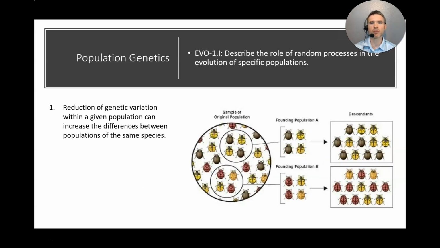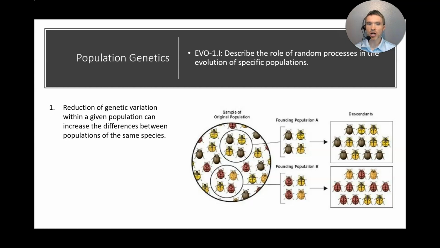So is this a good thing or a bad thing? Well, it all depends. A reduction in the genetic variation within a given population can actually increase the differences between populations of the same species. So if you look at my diagram here, we have a population of beetles. We have yellow beetles, black beetles, and red beetles. Now, by random chance, I selected 4 of the beetles from the original population and started population A. I chose randomly another 4 beetles and started population B.